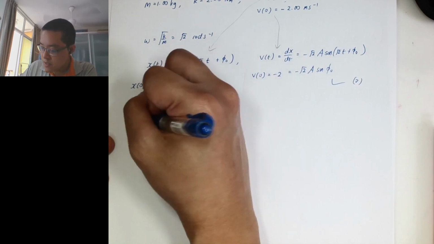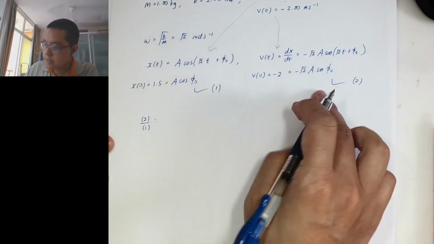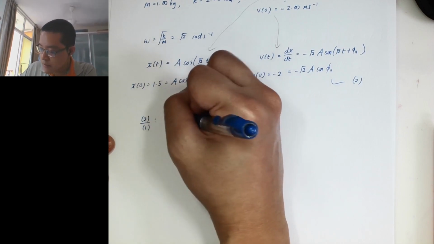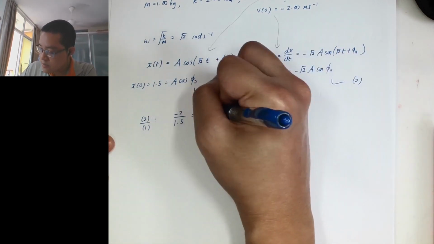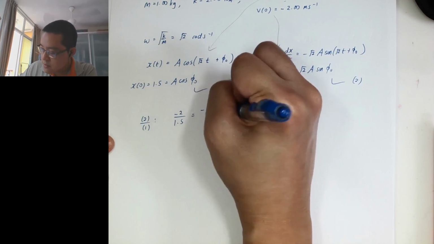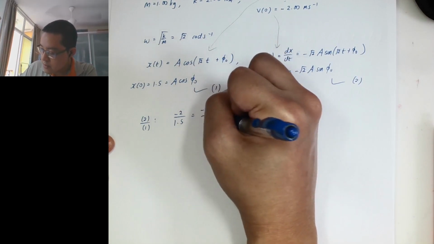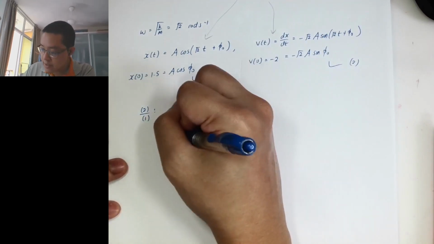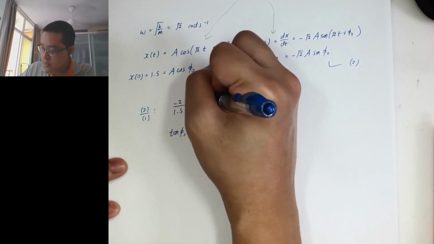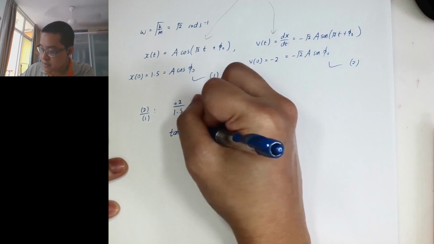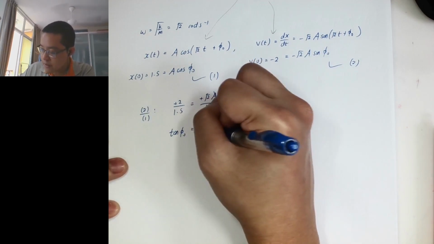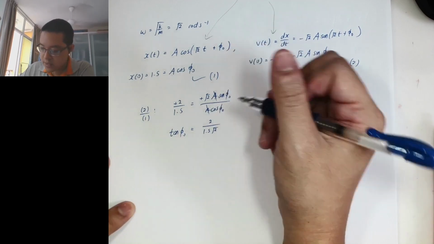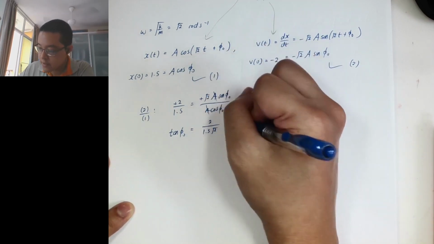So if I divide these two equations, on the left hand side is -2 over 1.5, and on this side is square root 2 A sine phi over A cos phi. I can cancel the A, and I realize that my tangent phi 0, everything becomes positive like this. So I get 2 over 1.5 square root 2. So from here you can compute the phi.